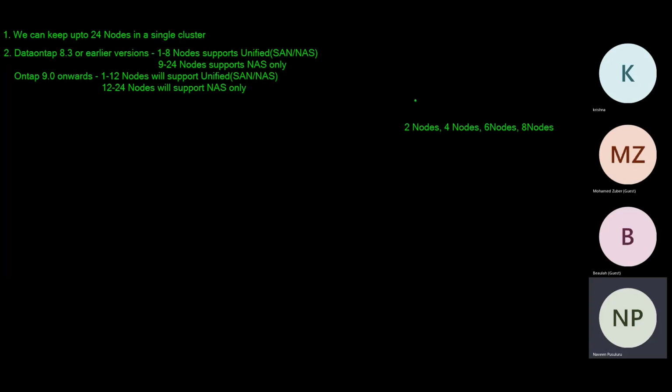As I told you, we can have up to 24 nodes in a cluster. That means 12 HA pairs. Two controllers together act like an HA pair. This is how it will work. Any questions so far?